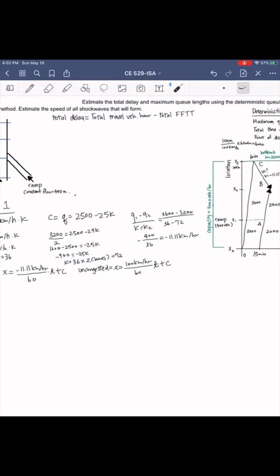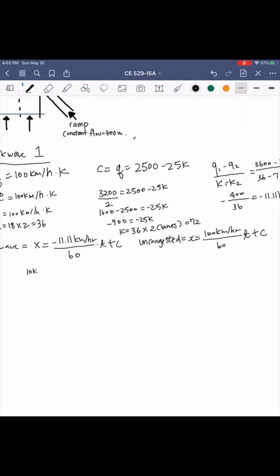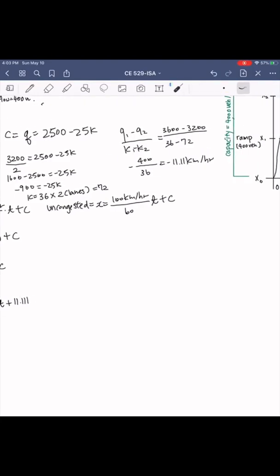So we know the point of the line here. It is at 6 and 10 kilometers. So we can plug that in to solve for the equation. At 10 kilometers, negative 11.11 divided by 60 times 6 plus c. So 10 kilometers equals negative 1.111 plus c. So c equals 11.111, which makes the equation x equal negative 11.11 kilometers per hour divided by 60 times t plus 11.111.